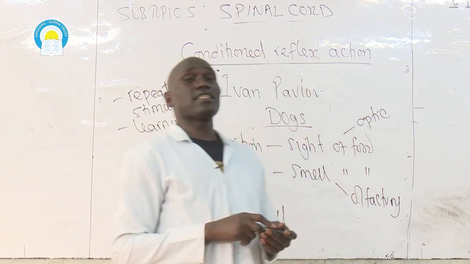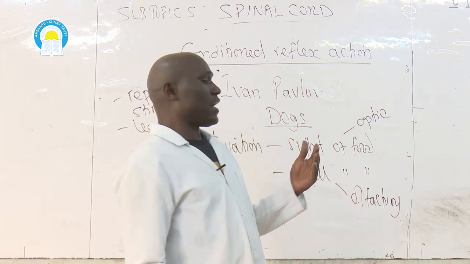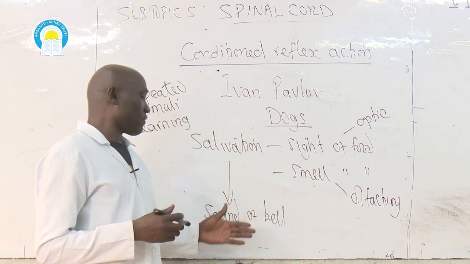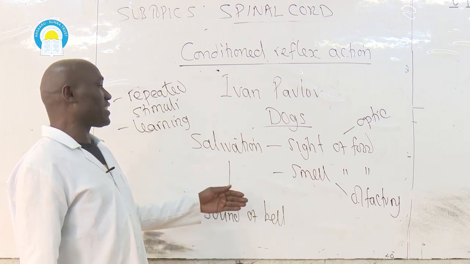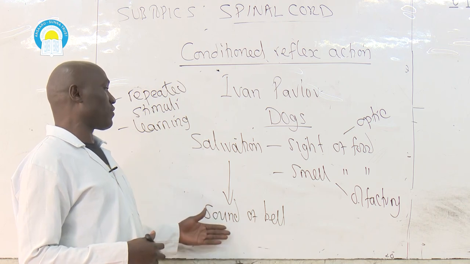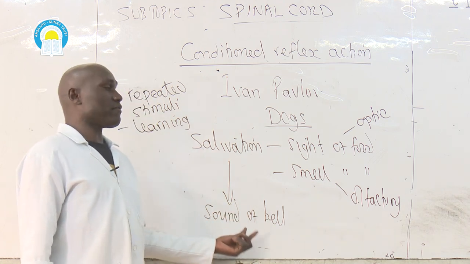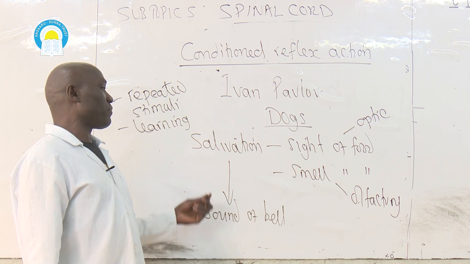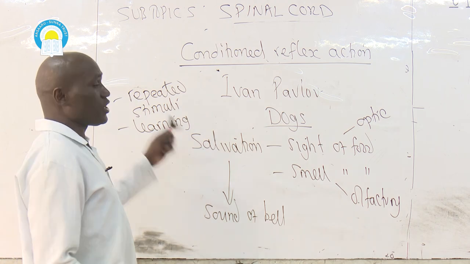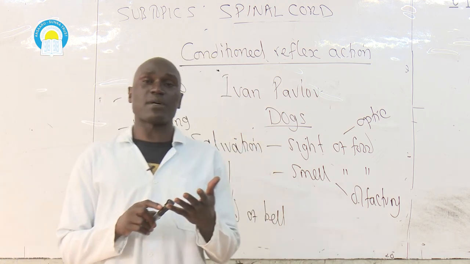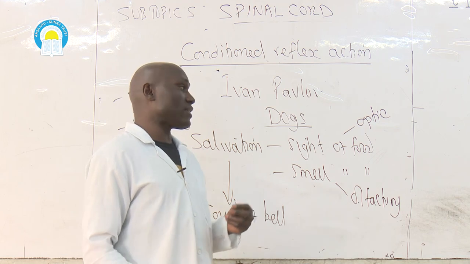And something that is learned can easily be forgotten. That means if the sound of the bell is stopped for several months or several years, the dogs will later on not be able to relate the sound of the bell and food. So the sound of the bell will only serve for a particular duration, but it can easily be extinguished when the stimulus is not repeated several times. So conditioned reflex action is a rapid automatic response due to an unrelated stimulus that is repeated several times.